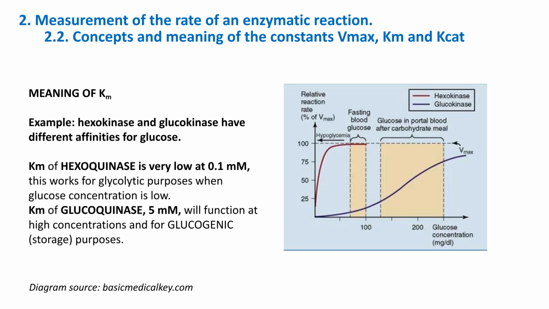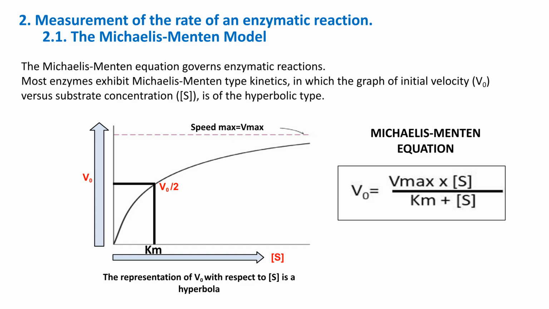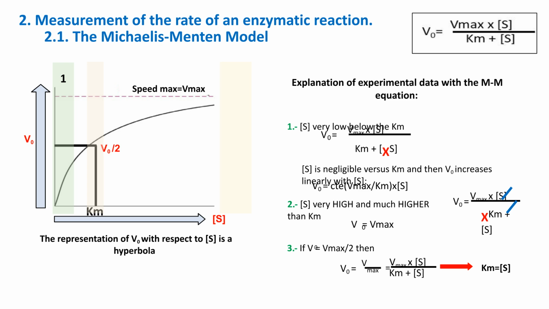For example, hexokinase has a low Km for glucose, working well at low concentrations, while glucokinase has a high Km, functioning for storage at high concentrations. This image is a reminder of the hyperbolic curve defined by the Michaelis-Menten equation, essential for understanding Vmax and Km. The Michaelis-Menten equation explains experimental data.